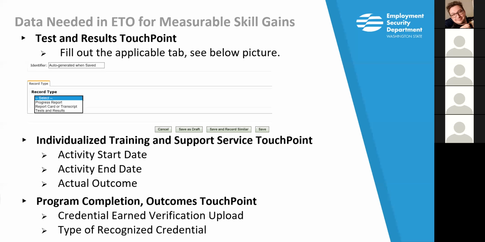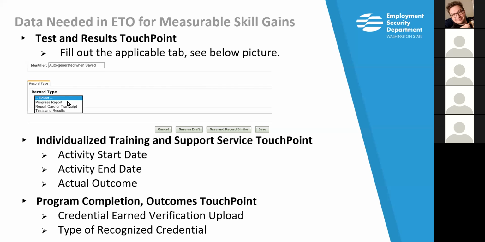They would be similar to the credential question that we just walked through. However, I do want to emphasize that measurable skill gains is to obtain the progress. So it isn't just to measure them at the start and at the end of those activities, but it is their gains that they make within the progress for the allowable activities for measurable skill gains. And that would be why the tests and results touch point is emphasized, because that's where you're going to show progress without an actual income outcome or a type of recognized credential.